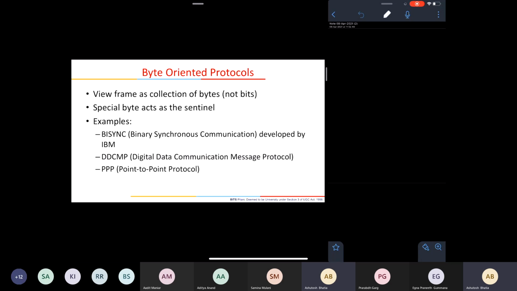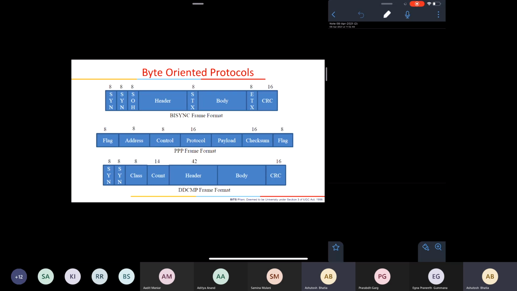They involve all sorts of data link layer capabilities. But here, only from the perspective that we will just see one slide, that, okay, how these protocols frame their bit sequences. Okay. So, like in the bisync frame format, they initially had two special characters called sync.